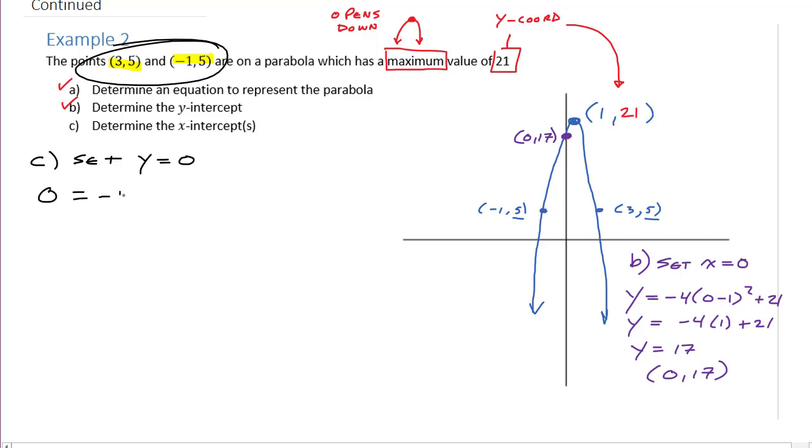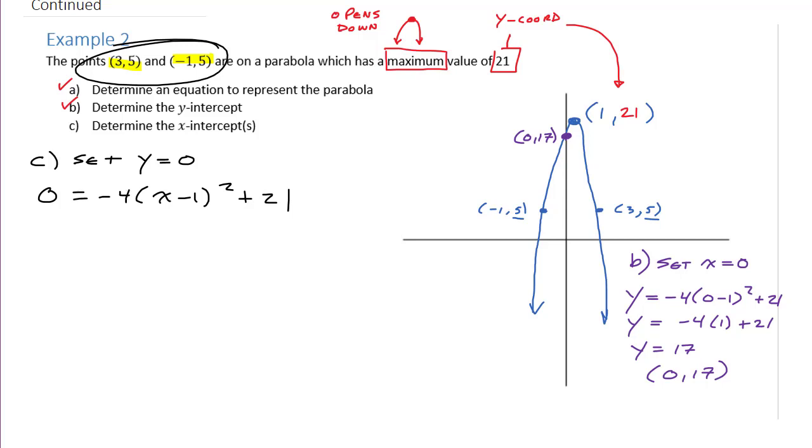So 0 equals negative 4 times x minus 1 squared plus 21. Now here's where people make a big mistake in just the amount of work they do to solve this problem. Some people simplify this whole thing, put it in standard form, then use the quadratic formula. That will work, don't get me wrong. You can simplify this and use the quadratic formula to solve for the roots. But that's going to take a long time. All we need to do here is isolate x.